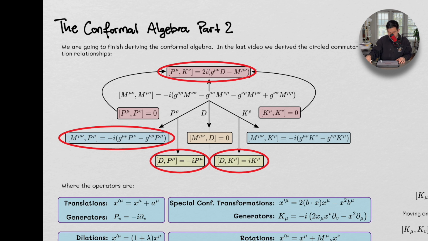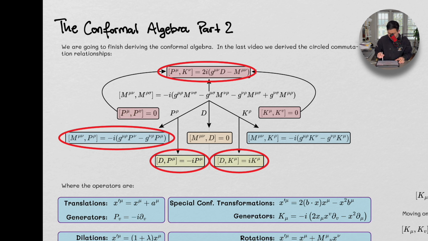So let's go ahead and get started on finalizing the derivation of our conformal algebra. So we're going to finish deriving this thing. We've derived everything that's circled up to this point, and so that's this right here. We derived this. We derived this one, this guy, and this guy. These guys now, we're going to derive. These two, this one's relatively easy, so we're going to save that one for last.